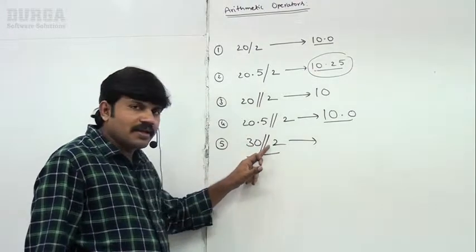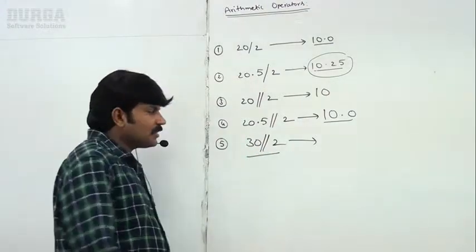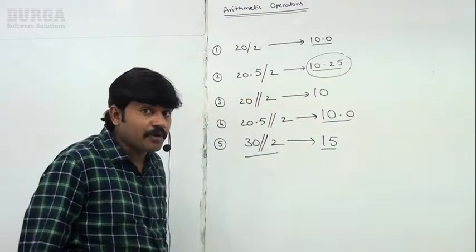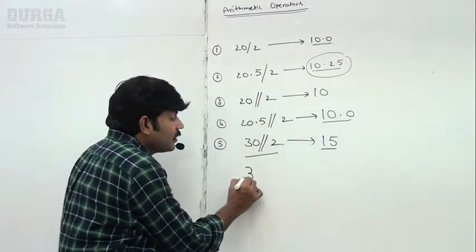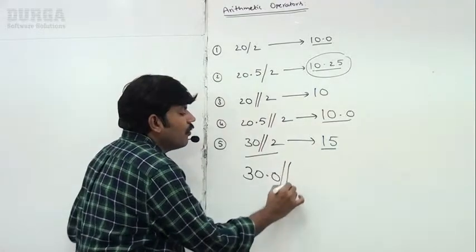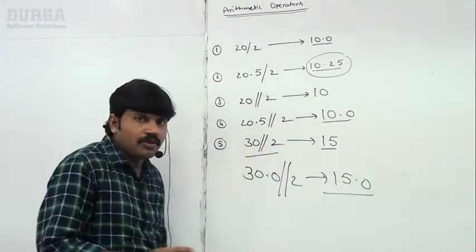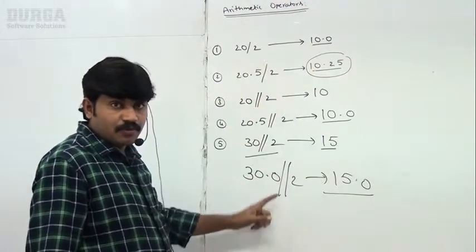Both are int type. Next, what answer are we going to get, sir? 15. Not even 15.0. If you take 30.0 floor division 2, then you are going to get 15.0. Take very special care about this one, sir.